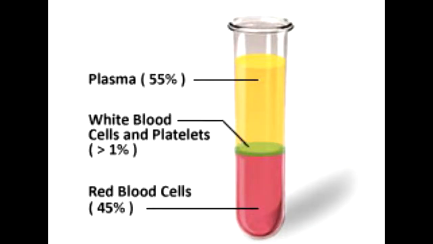Plasma is a pale yellow fluid that consists of about 91% water, 7% proteins, and 2% other components, such as ions, nutrients, gases, waste products, and regulatory substances. Plasma proteins include albumin, globulin, and fibrinogen. Less than 1% is white blood cells and platelets, and 45% is red blood cells.